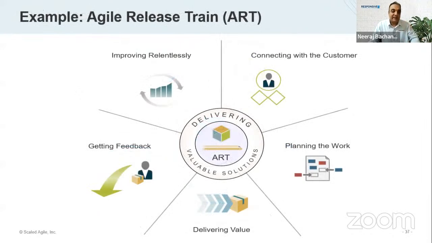And similarly, we have something for the Agile Release Train, which is shown again like a cartwheel, representing the various responsibilities needed to make sure the entire ART is successful. And you can see these have been represented in this graphic.